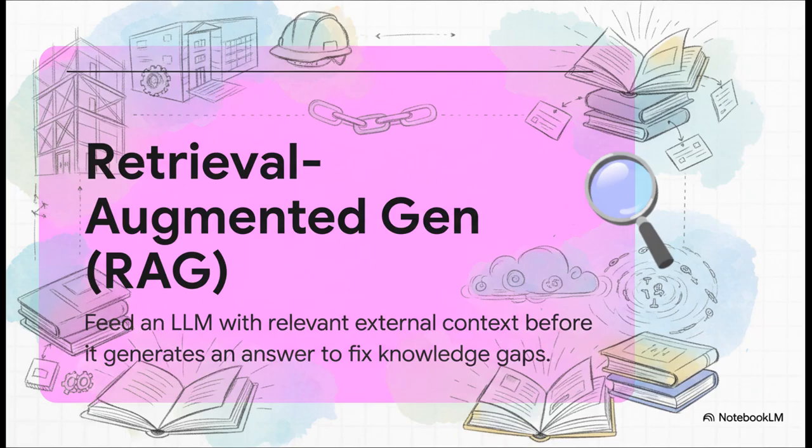Okay, first things first, let's just do a quick level set on what RAG, or Retrieval-Augmented Generation, even is. The simplest way to think about it is this. Instead of just asking an LLM a question and hoping it knows the answer, you're giving it an open book test. You find the relevant info first, hand it over, and then ask it to generate the answer. It's a game changer for cutting down on mistakes and using your own private or brand new data.